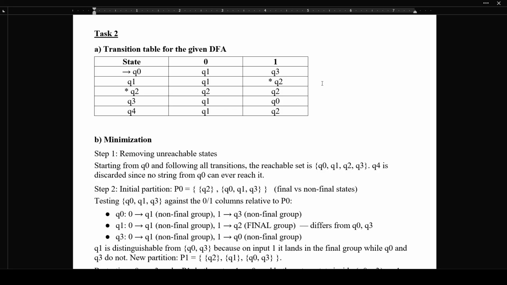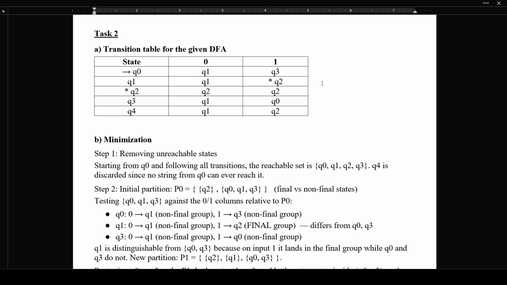Hi guys, it is me once again, and today we are tackling our task 2 on our automata assignment. The transition table for the DFA, which is stated there, is for the question in task 2A.